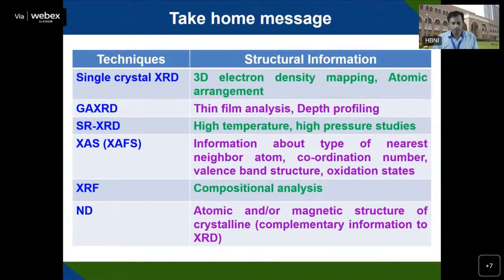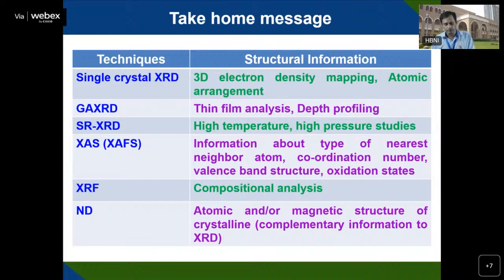So in today's take-home message, we mainly studied single crystal XRD, which is mainly used for 3D electron density mapping. The atomic arrangement you can find out using single crystal XRD, and using grazing angle XRD you can do thin film analysis or depth profiling. You can see the layer by layer structure and intermetallic growth. Those things can be identified using synchrotron radiation. With synchrotron XRD, you get better information.